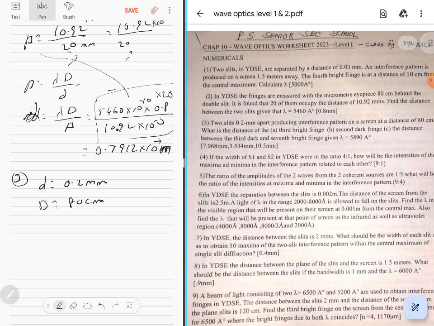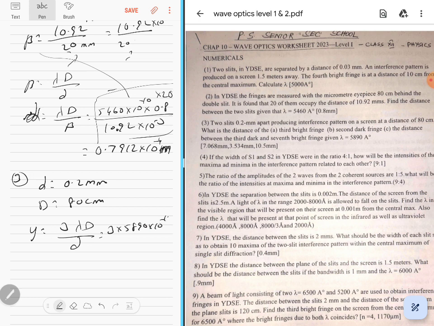The distance of the third bright fringe is y equal to 3 into lambda into capital D by small d. That's the distance of the third bright fringe, and the wavelength itself has been given. So it's 3 into 5890 into 10 to the power minus 10 into capital D, which is 80 into 10 to the power minus 2, by small d, which is 0.2 into 10 to the power minus 3. Just calculate and see if you're getting the answer that they have specified there.